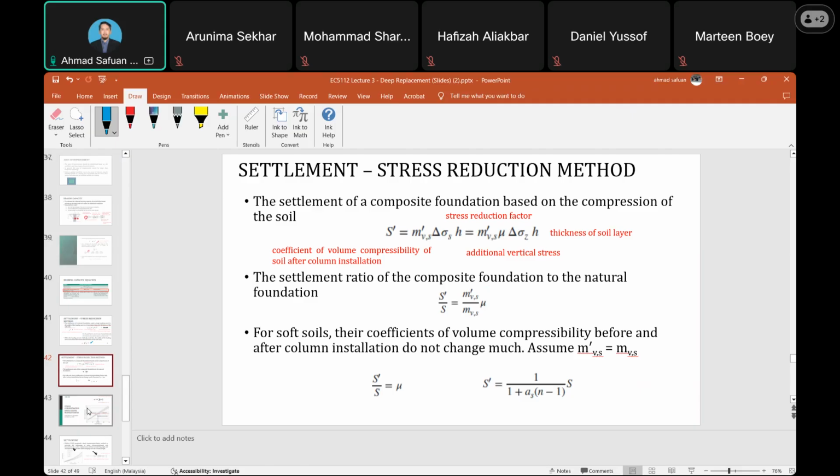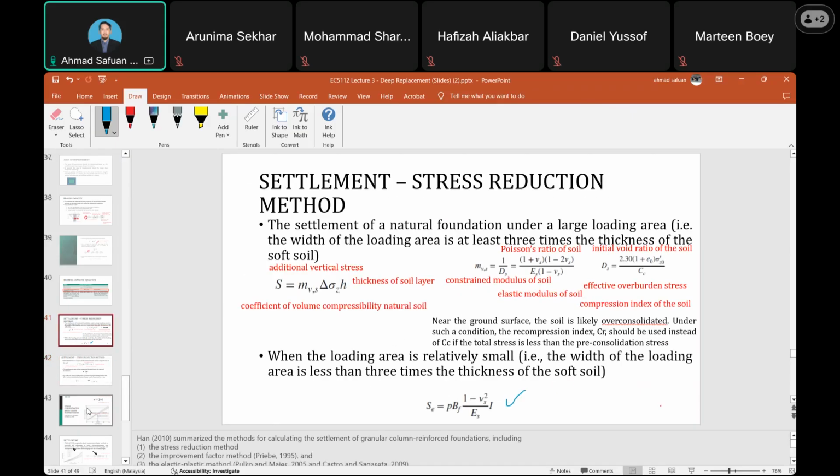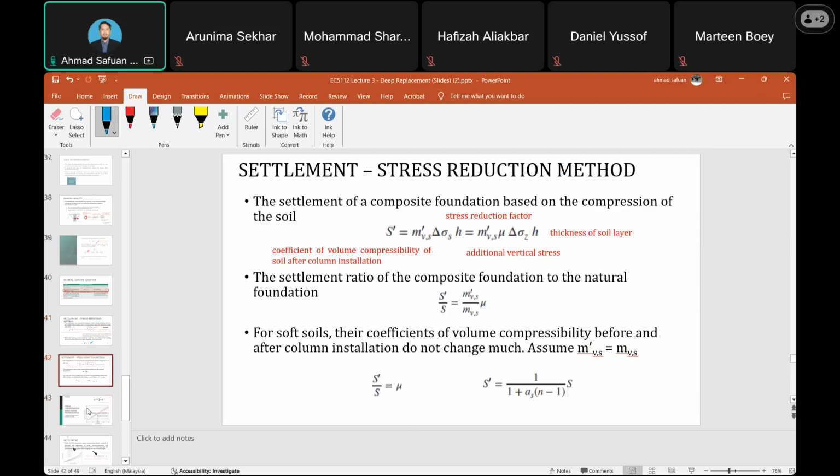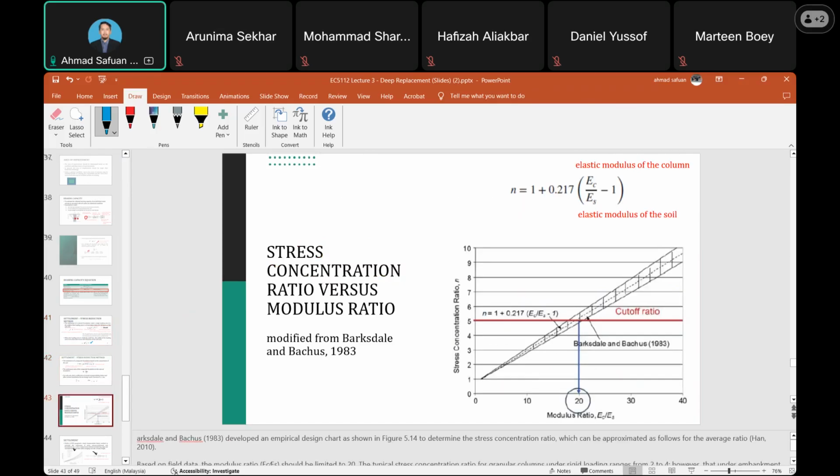But before that, we need to know the S value from the natural soil. So this is to determine the N from this equation. How to get the N value here? The N value is equal to 1 plus 0.217.